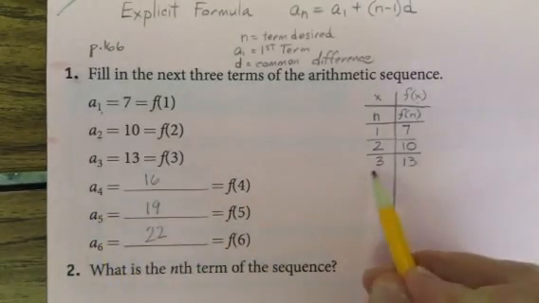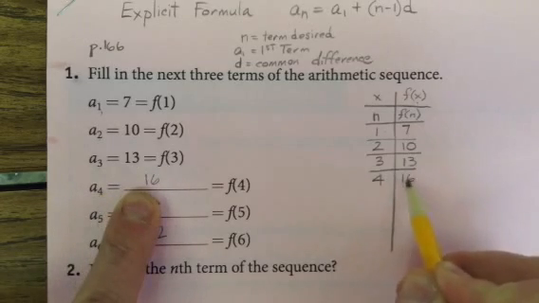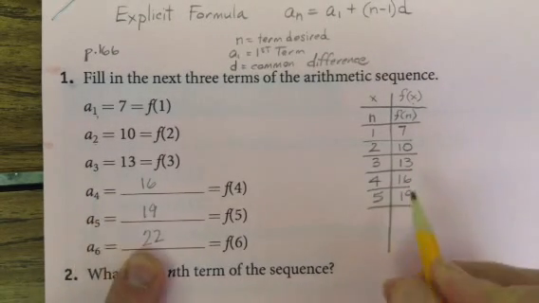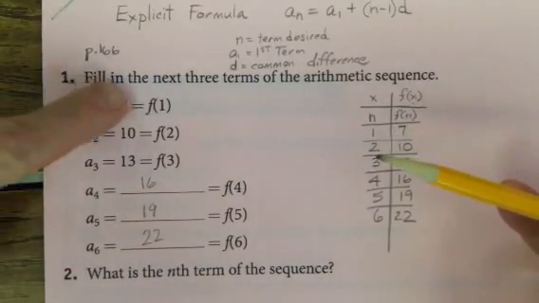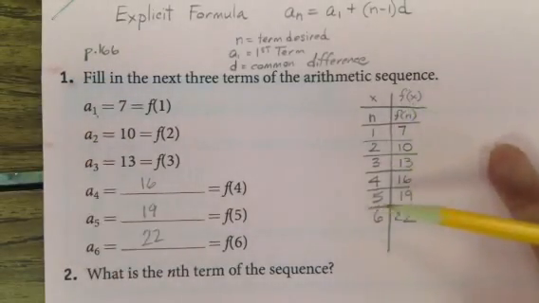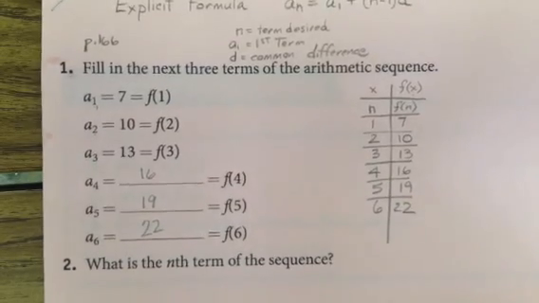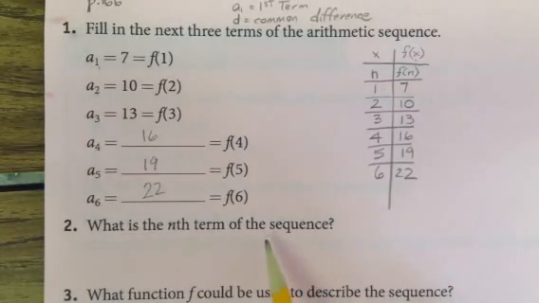And again, if we wanted to add this into our table, stage 4 gives me an output of 16. Stage 5 gives me an output of 19. And stage 6 gives me an output of 22. So I hope you can see this notation over here is really just an input-output table written a different way. So what is the nth term of the sequence?